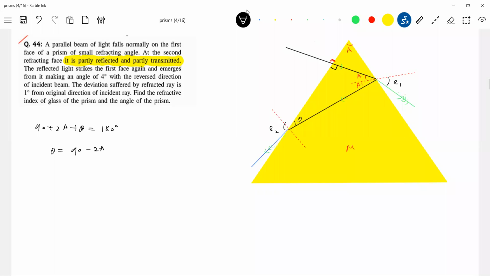Then theta plus this angle alpha. Theta plus alpha should be 90 because this is a normal. Let's substitute theta: 90 minus 2A plus alpha equals 90. So therefore alpha is equal to 2A.